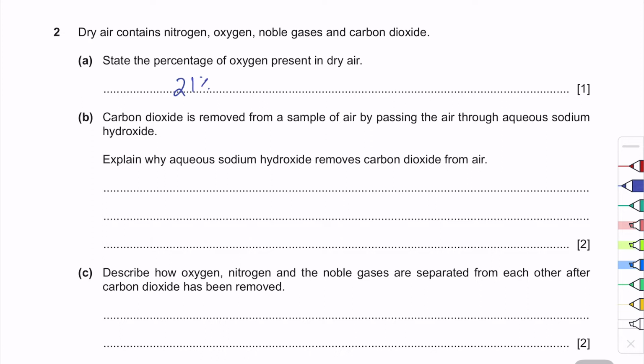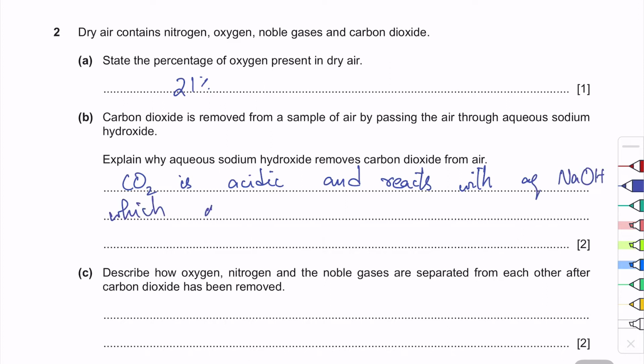Explain why aqueous sodium hydroxide removes carbon dioxide. So we'll say that CO2 is acidic and reacts with sodium hydroxide, which is an alkali, or neutralizes it. So it reacts with aqueous NaOH, which is an alkali.